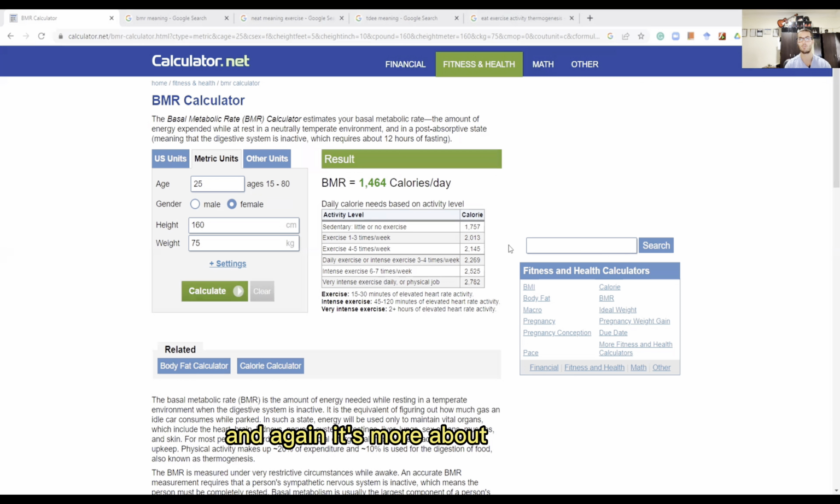And again, it's more about consistency rather than how much can I lose in 4 weeks. And I know most people want to lose weight so quickly, but sometimes it's not the best approach. So I hope that answers some questions for a lot of people about how to work out your calories. And now the next part would be where the calories should be coming from.